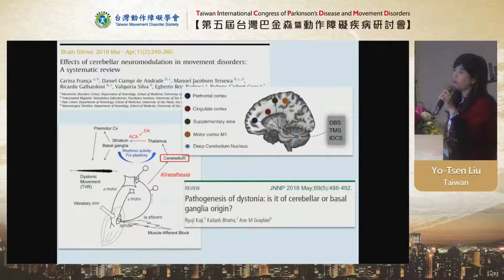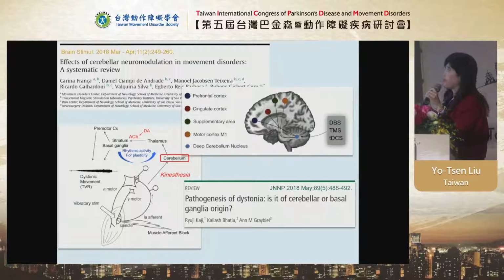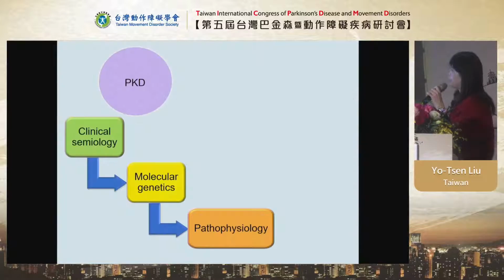So now we already know that the cerebellum may play a very important role in different kinds of abnormal movement, including dystonia, chorea, and tremor. And all of these can be seen in PKD patients. So the cerebellum may be an important target for PKD.